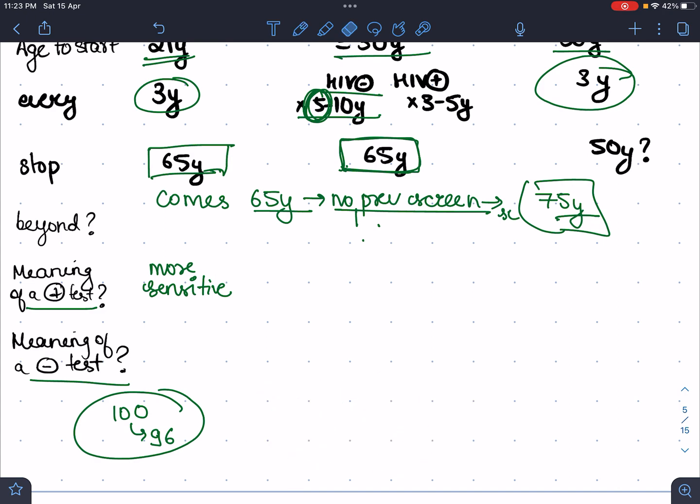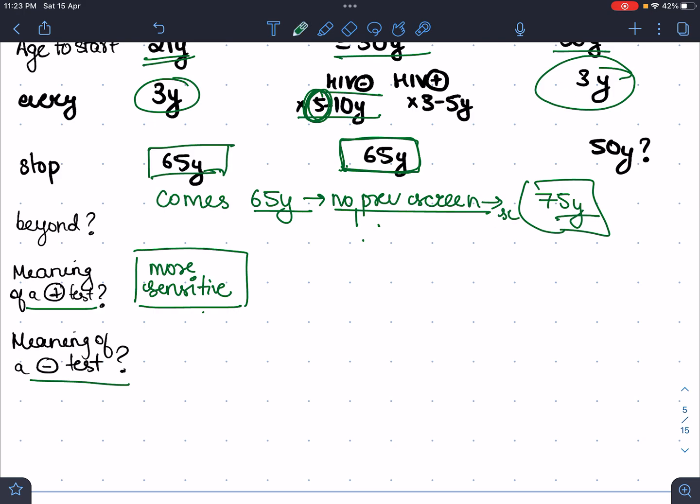If somebody requests, you can do it yearly also. But this is what the government and all the guidelines recommend, because it decreases the burden of the disease. Okay. So it is more sensitive. So it is more likely to pick the people who might have a precancerous lesion.